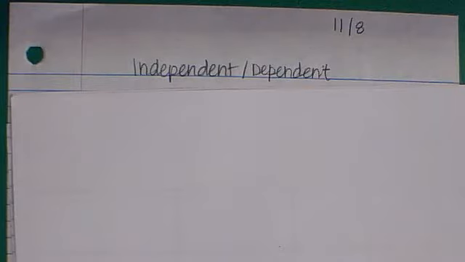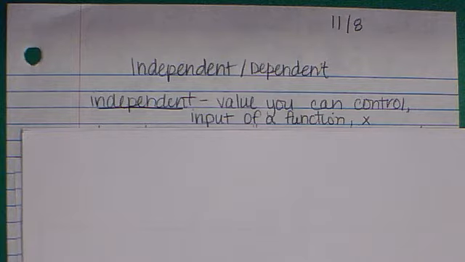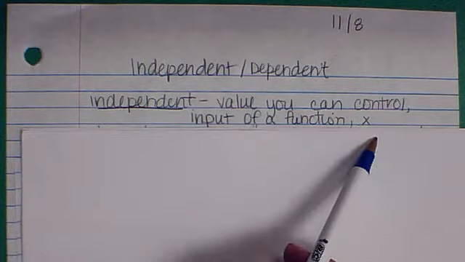Today's lesson for Algebra 1 is about independent and dependent variables. Let's start by defining both of those terms. The first one is independent. If you think about what that means in life, it's usually someone who's on their own or can take care of themselves. In math, an independent variable is a value you can control. Think of that as an independent person controlling their own life. For math, again, it's a value you can control. It's also the input of the function, or the x value.